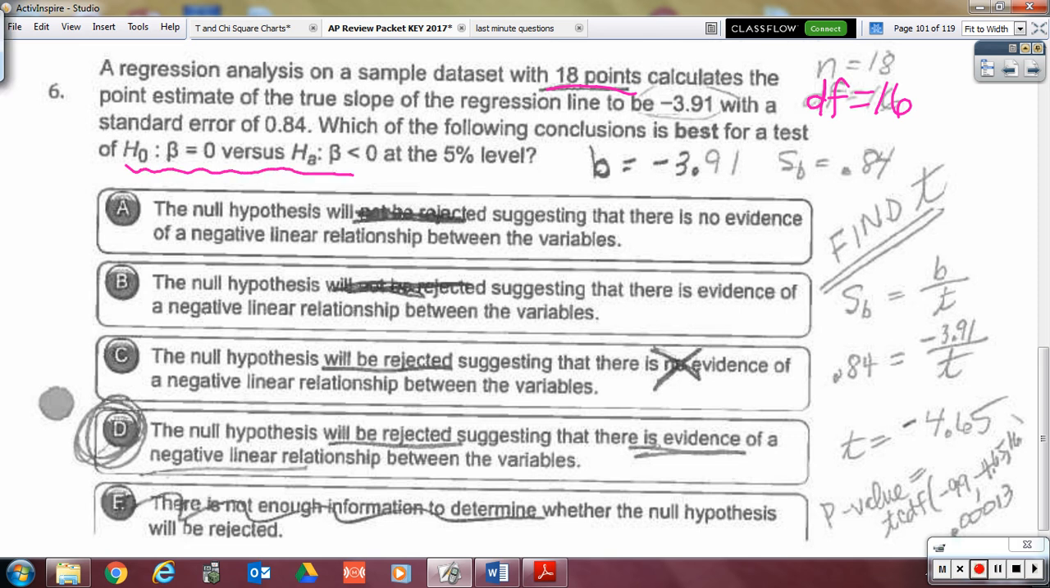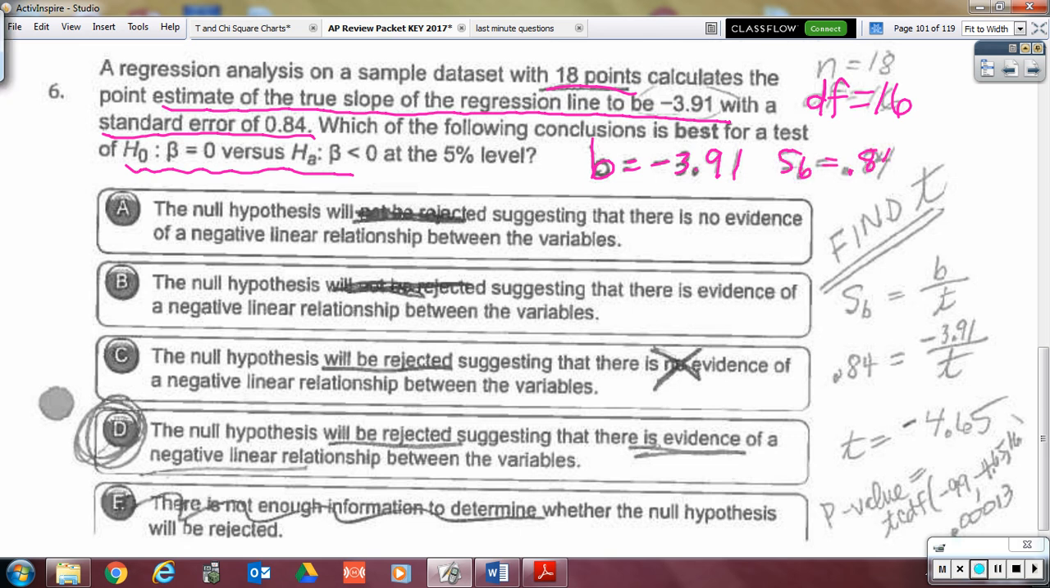All right, then they tell you this. So looky here. The estimate for the slope is negative 3.91. That means the sample slope is negative 3.91. Okay? And they say, also, with a standard error, that's the same thing as standard deviation of the slope. It's called standard error because it comes from a sample of data, not just the whole population, okay, is 0.84. So we got S of b equals 0.84.